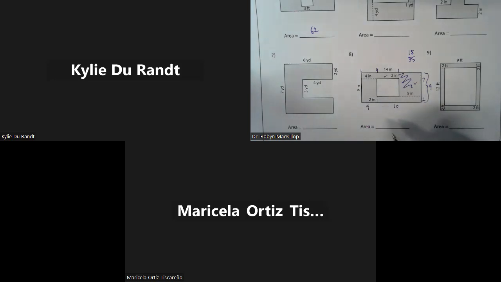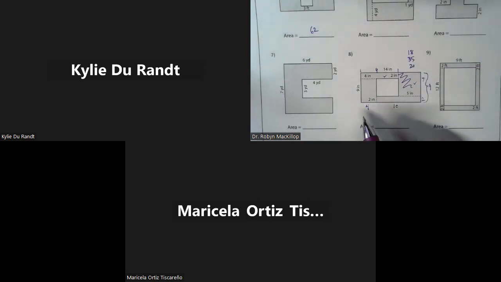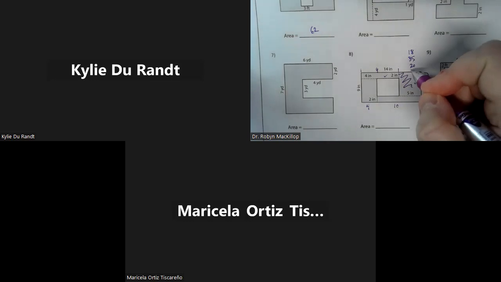And we're not going to count that piece because we're not there. We're just going to do this rectangle. So 10 times 2 is 20. And this one's already done for us because we already figured out the measurements. 9 times 4 is 36.